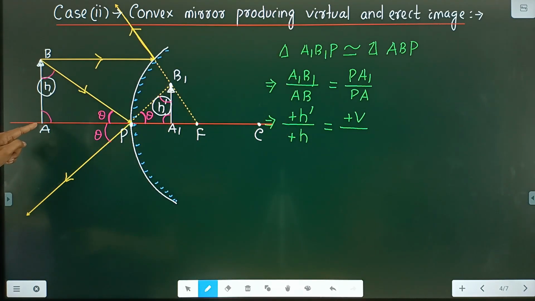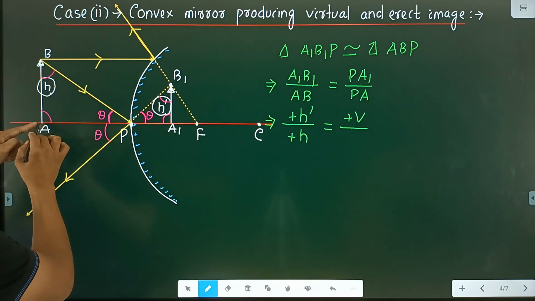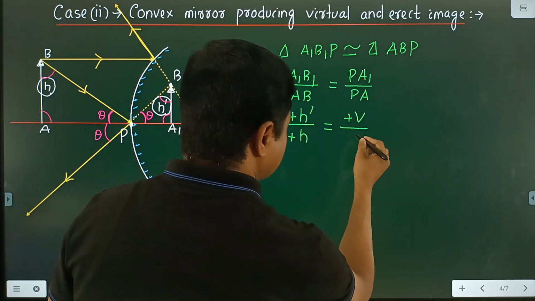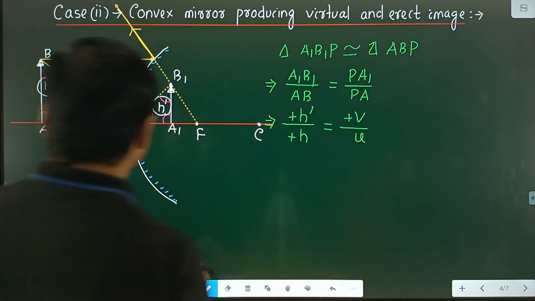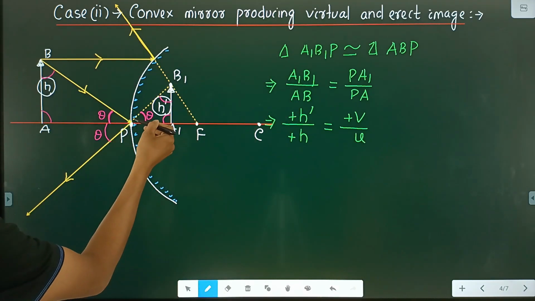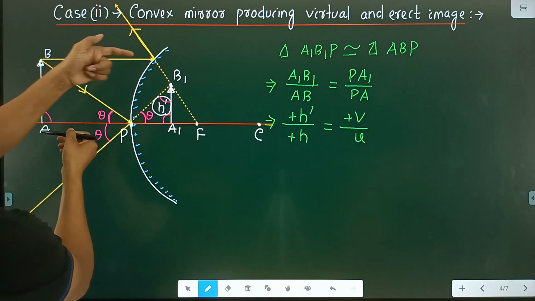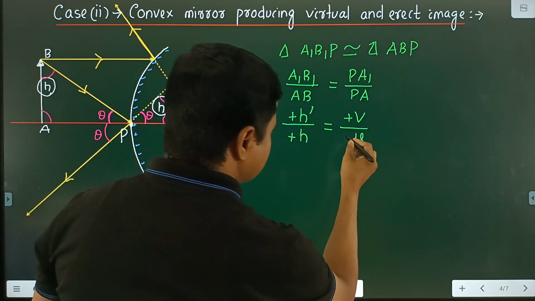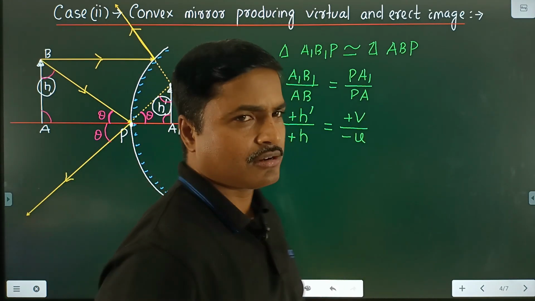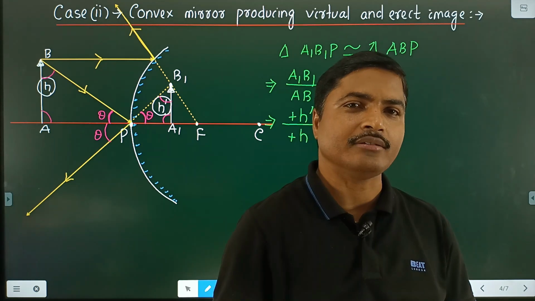At point A, the object is there. P to A, that is the object distance. For object distance, we write U, and here we measure P to A in the opposite direction of the direction of the incident ray. Opposite direction means, according to sign convention, we put a negative sign.